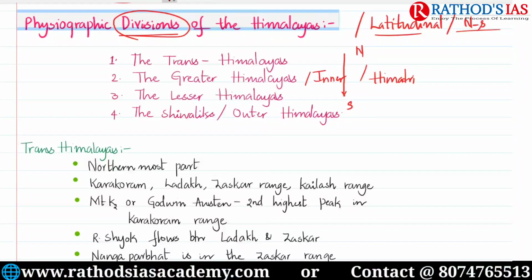Next one is Lesser Himalayas, or Middle Himalayas or Himachal. And next one is Sivaliks or Outer Himalayas. So Trans-Himalayas. Next one is Greater Himalayas or Inner or Himadri. Next one is Lesser Himalayas or Middle Himalayas or Himachal. And the last and final one is Sivaliks or Outer Himalayas.